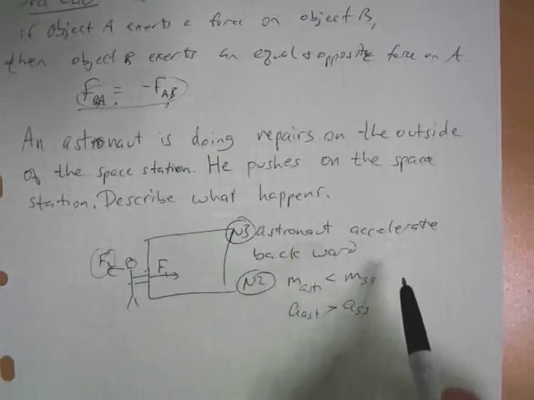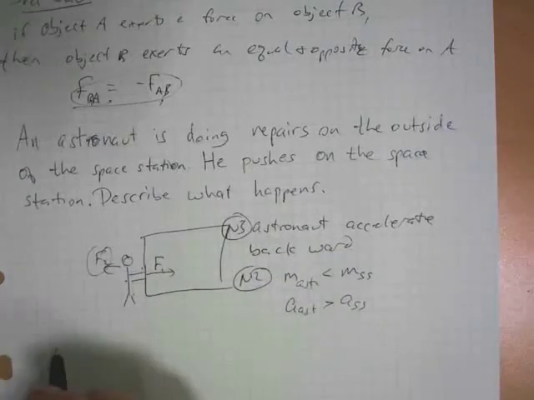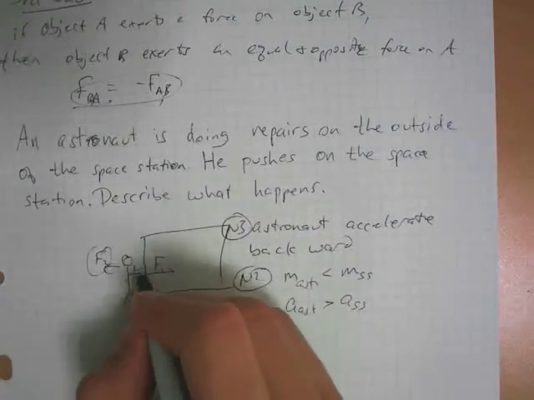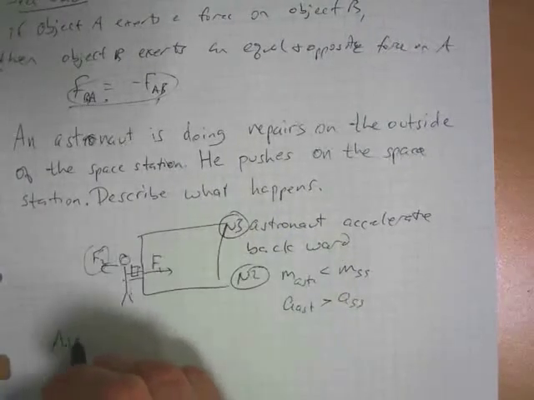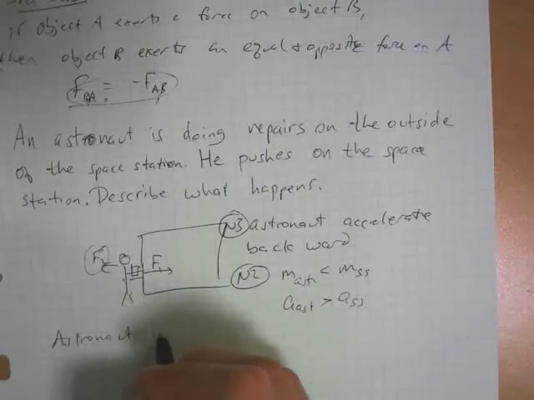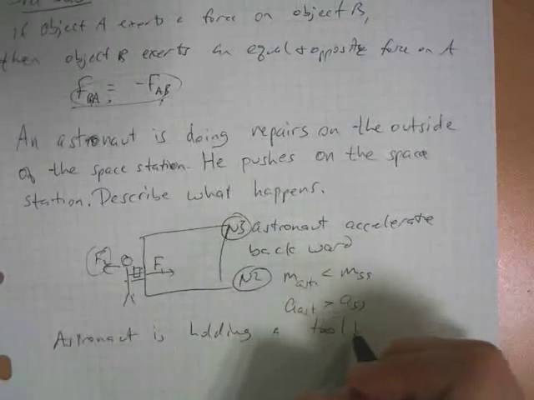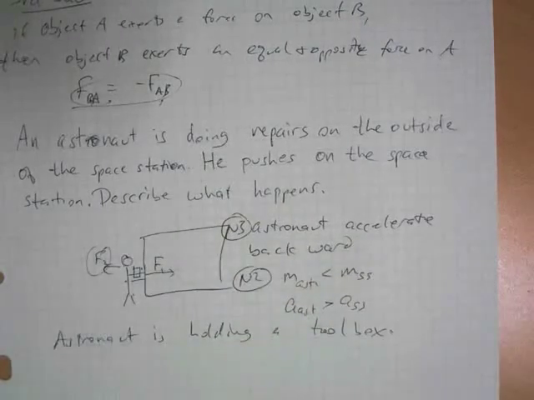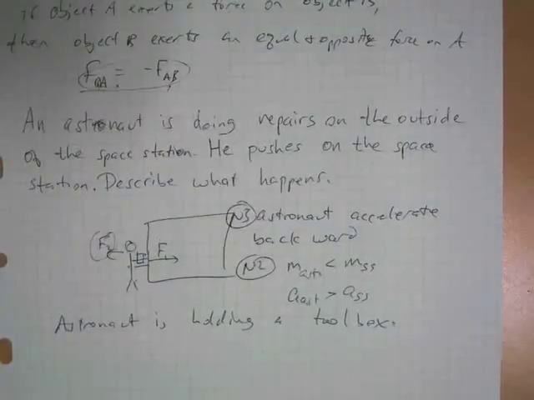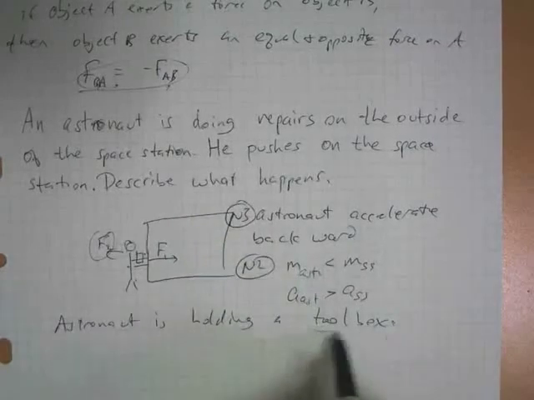Okay. But now let's say he's holding a toolbox. Our astronaut is holding a toolbox. Well, how does that change the scenario? Well, now he's floating away, but he's got this toolbox.